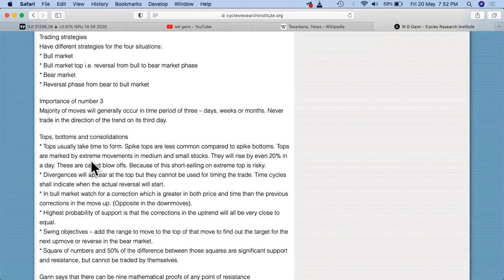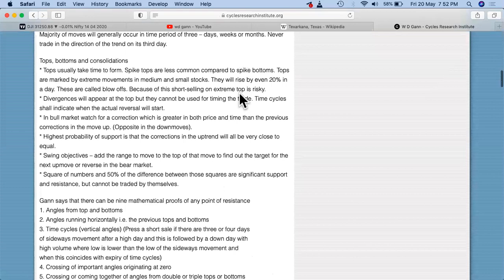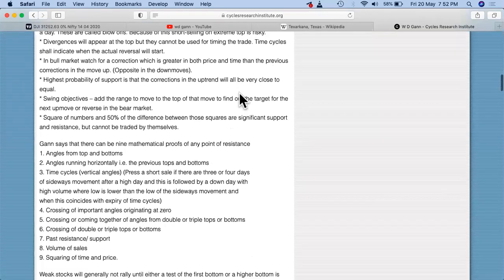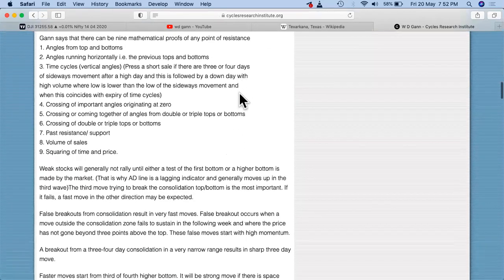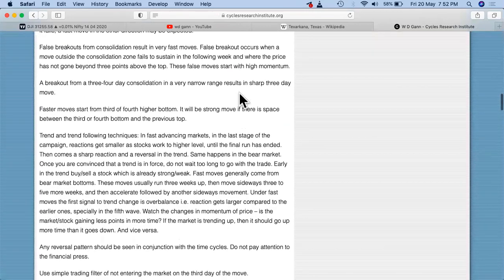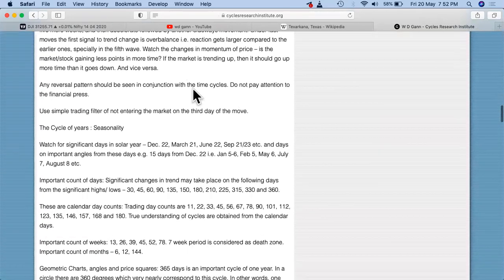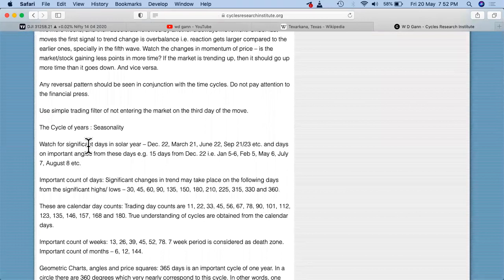Top usually takes time to form, spike top or less. This is there which is given on cycleresearchinstitute.org. Probably I'll share this link in the description so that you can get into the details, understanding all the important things, right? Something about the cycle of years seasonally, right? What are the significant days in solar years, right?